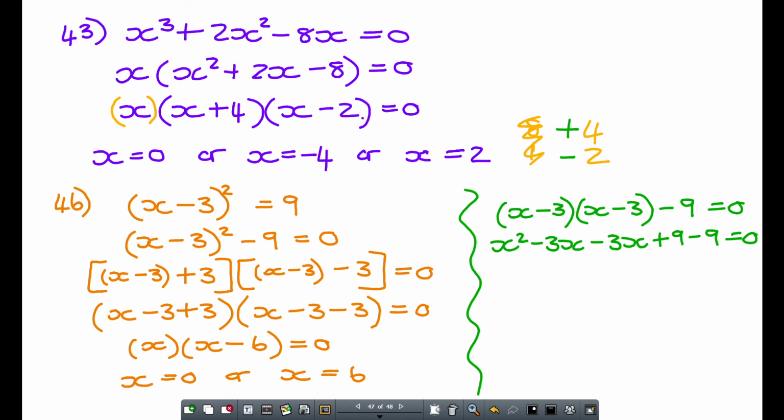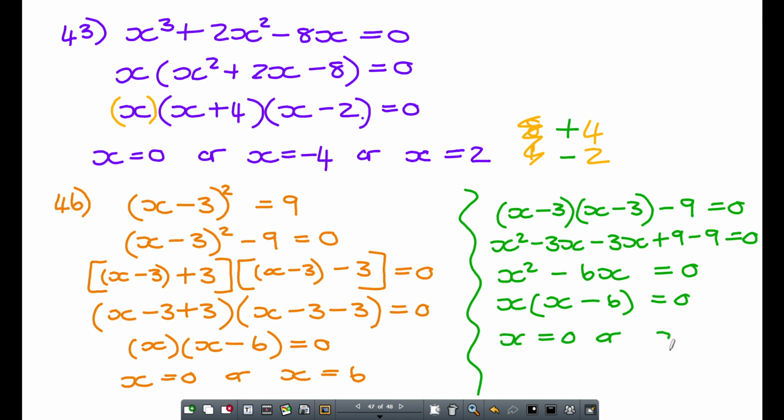So x squared is going to stay like it is. And then minus 3x minus another 3x is going to give me minus 6x. And can you see that plus 9 minus 9 is going to give me 0? So I'm just going to end up with this. Now I could take out a common factor of x. So x times x minus 6 equal to 0. Can you now see we're getting to this step, same as what we had on the left hand side? So x would still be 0 or x is 6.